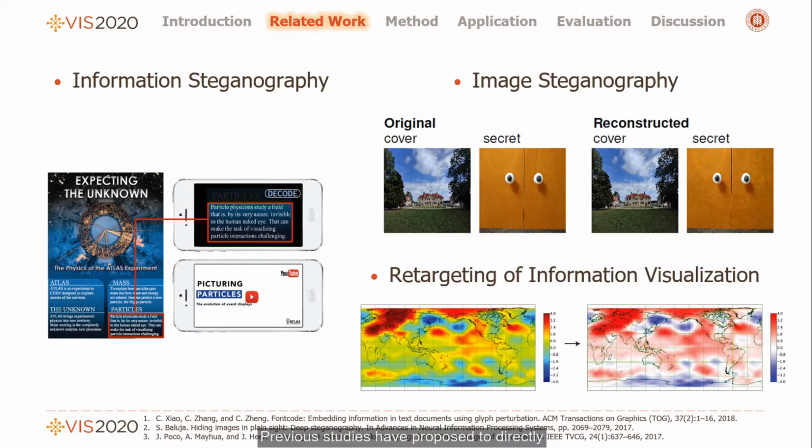Previous studies have proposed to directly embed messages into the letters of text using complex perturbation rules. Recent studies have combined deep learning with steganography. These methods have been proposed for natural images and make use of rich and mature features, while the features of data visualizations are quite distinct. Besides, several researchers have applied a pattern recognition approach to visualization images to retarget the color theme, but the effectiveness of data recognition is still related to the form of visualization.